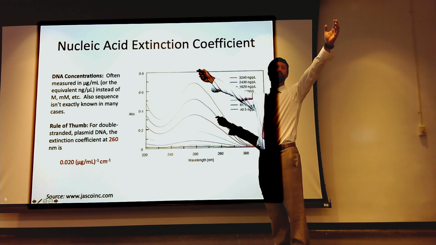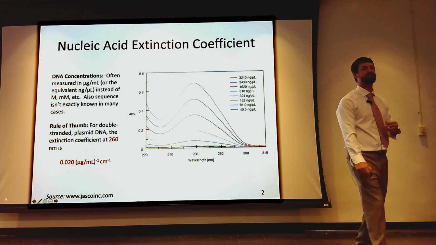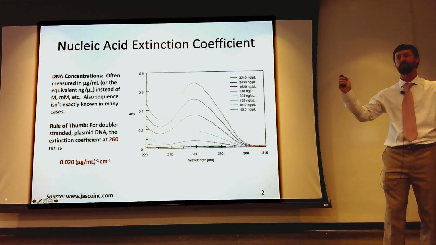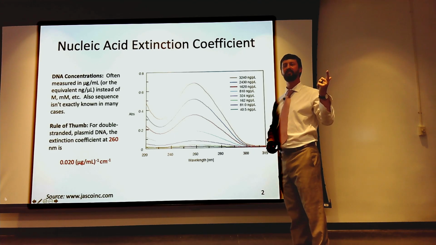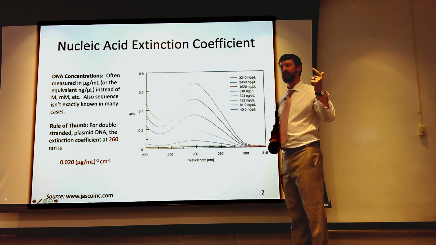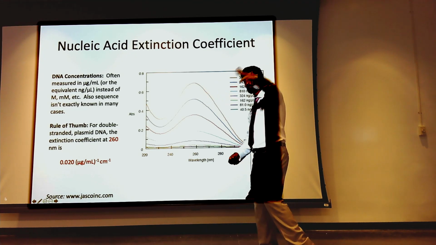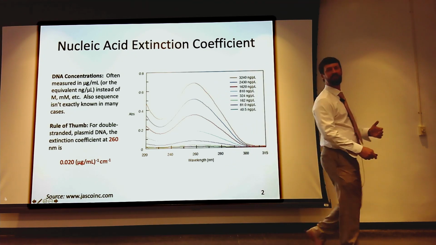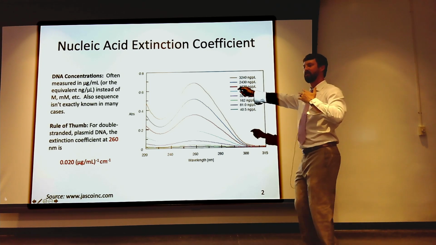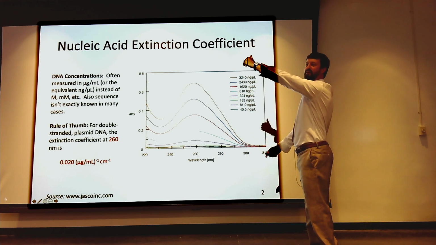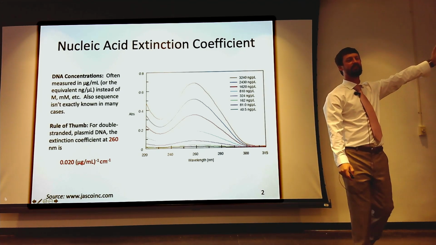Beer's law, the drunken alphabet, right? Back in high school when I was a teacher, we called it the drunken alphabet. A equals EBC. It's corny, but you won't forget it, right? A is absorbance, E is epsilon or extinction coefficient, B is path length, and C is concentration. In what units? Concentration in molarity, right? Moles per liter. Path length is in centimeters.